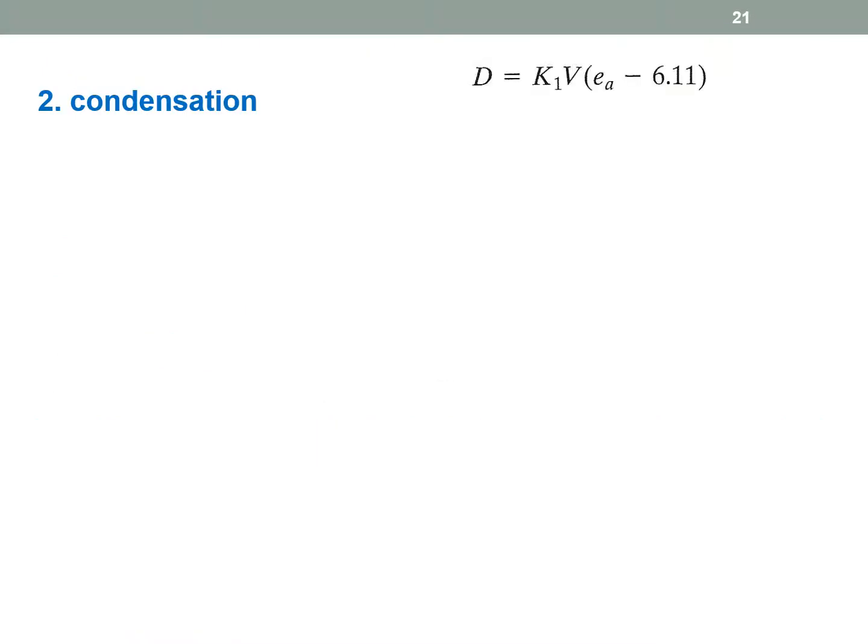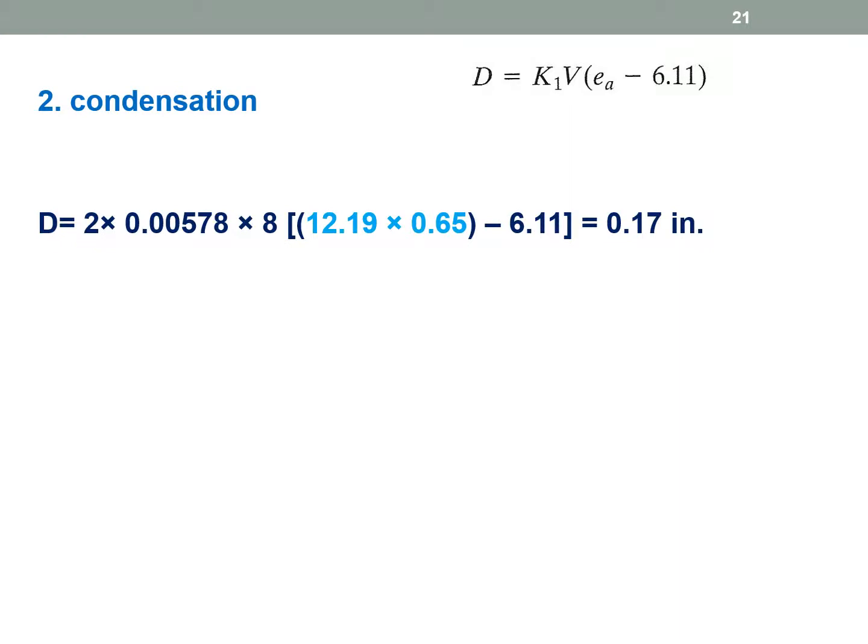Number 2, condensation. D equals K1 times V times (EA minus 6.11). So from here, D will be 2 times 0.00578 times velocity, which is given here, 8 miles per hour, times 12.19 times 0.65. This is from Table A2 at the end of your book, and 65% is the humidity. So you will get 0.17 inches.